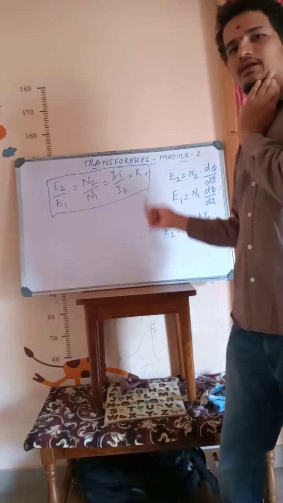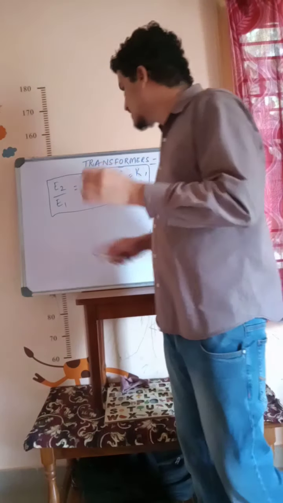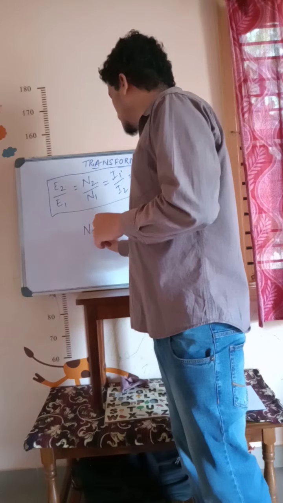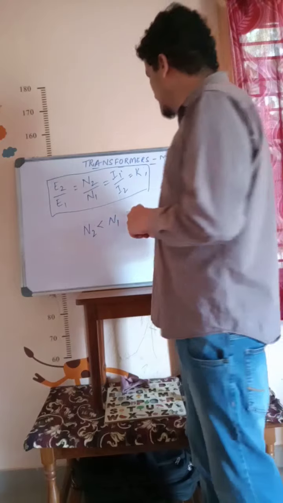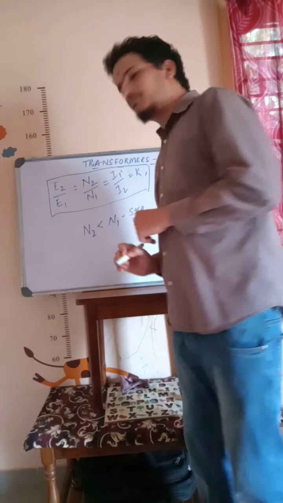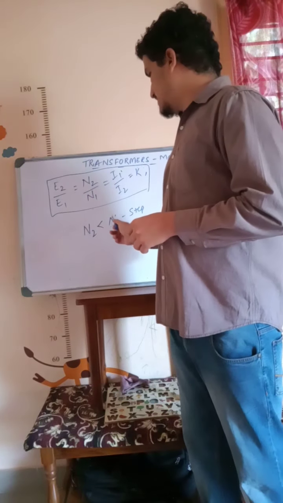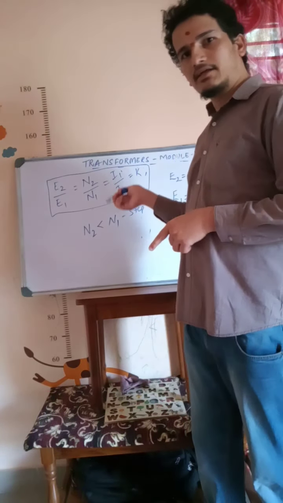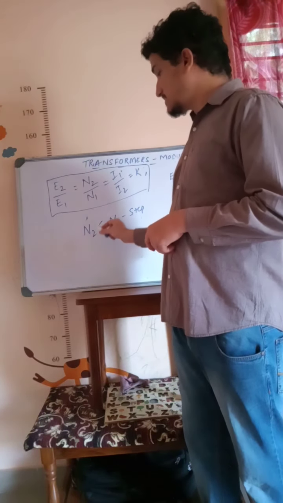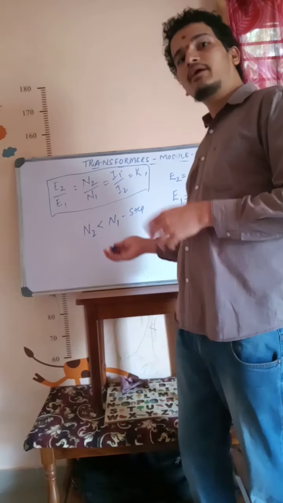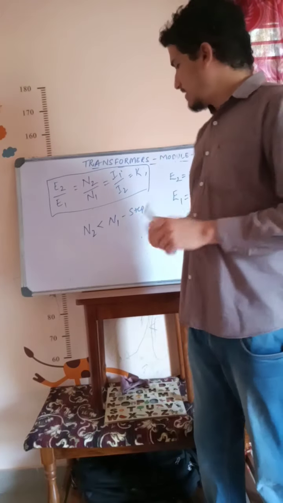In the secondary circuit, current level will be higher, voltage level will be lower, if it is a step down transformer. What is a step down transformer? If N2 is less than N1, it is a step down transformer. What happens in the step down transformer? The voltage in the primary is higher, current is lower. In the secondary, voltage is lower, current will be higher. Voltage and current will vary, but the power remains same.